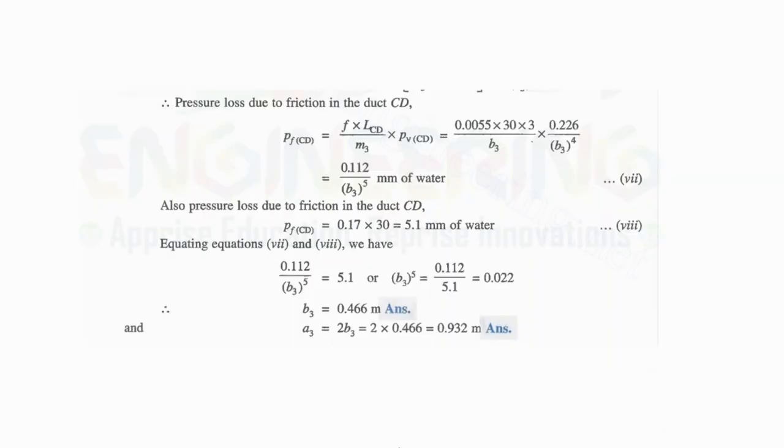So that's all. That is the numerical we have solved based on the duct design method. If you want more numericals, you can comment and we will solve more. And if you want notes, you can refer to the R.S. Khurmi book. From there you can solve various numericals based on these two topics.